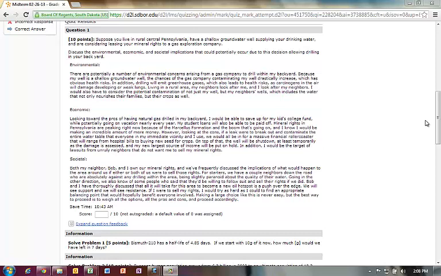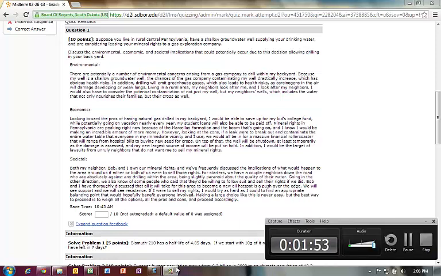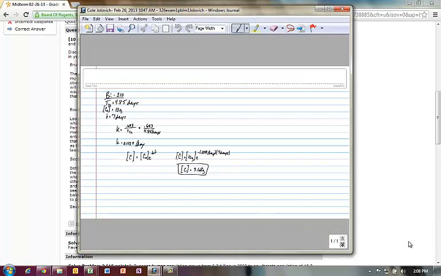for that. The second problem: bismuth-210 has a half-life of 4.85 days. I want to find out if we have 10 grams of it now, how much would we have left in 7 days? Let me find this problem. I'll pause for a second. And so this would be a first order, an assumption you need to make.